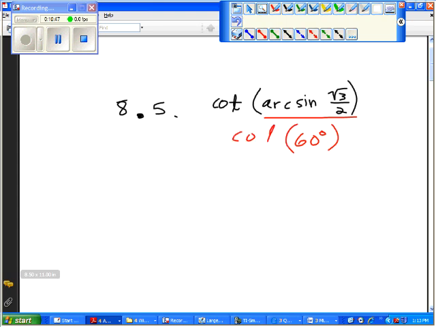So what we want now is cotangent of 60. Now, cotangent is 1 over tangent. And so we're going to have 1 over whatever tangent 60 is. Everybody follow what we're doing there? Now, what is the tangent of 60? Square root of 3. So we get 1 over square root 3, but we have to rationalize.